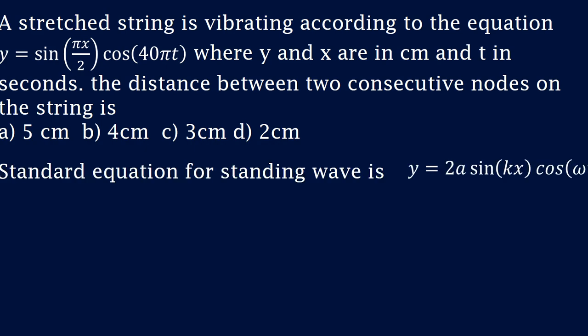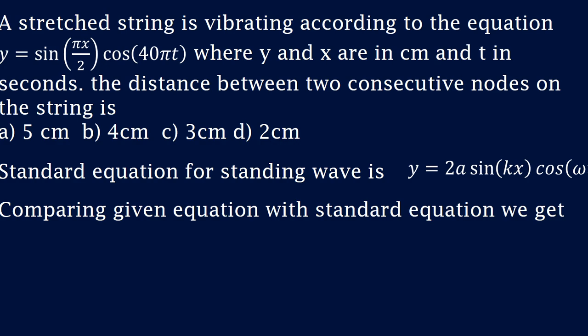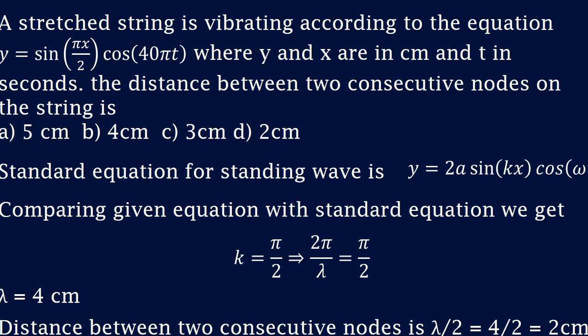The standard equation for a standing wave is y is equal to 2a sine of kx into cos of omega t. Comparing the given equation with the standard equation, we get k is equal to pi by 2. Since k is equal to 2 pi upon lambda, therefore 2 pi upon lambda is equal to pi by 2. On simplifying for lambda, we get lambda is equal to 4 centimeters. The distance between two consecutive nodes is given by lambda by 2. Therefore, 4 by 2 equals 2 centimeters.